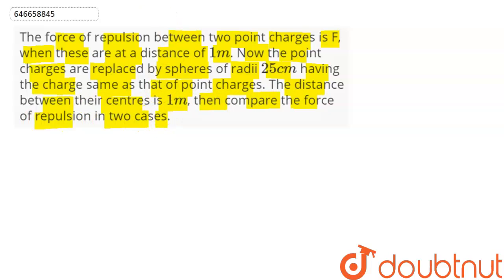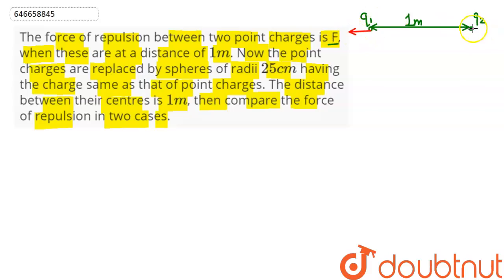Hence we can say here, suppose we have been given 2-point charges here. So this is our first point charge and this is our second point charge. The distance between these 2-point charges is given in the question as 1 meter, and they experience a repulsive force, let's say F. So we can say this repulsive force can be found out by Coulomb's law.